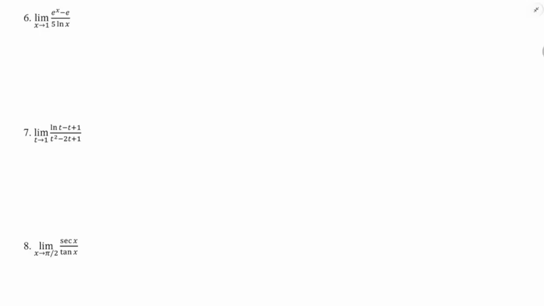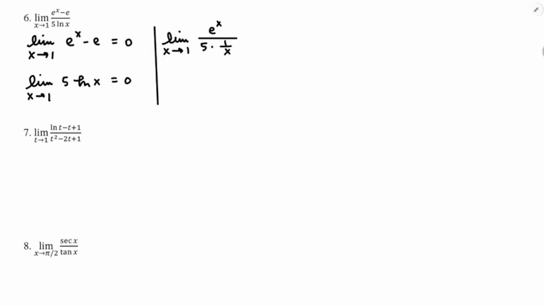With number 6, I'm looking at this, I'm saying, yeah, the numerator and denominator are both going towards 0 as x approaches 1. So I'm going to write out my limits separately. The limit as x approaches 1 of e to the x minus e is equal to 0. And the limit as x approaches 1 of 5 log x is going to equal 0. So I need to apply L'Hopital's rule. I'm going to take the derivative of the top and the derivative of the bottom and try them out. The limit as x approaches 1 of e to the x divided by 5 times 1 over x. That would be e divided by 5 times 1. Well, that'll just be e divided by 5.